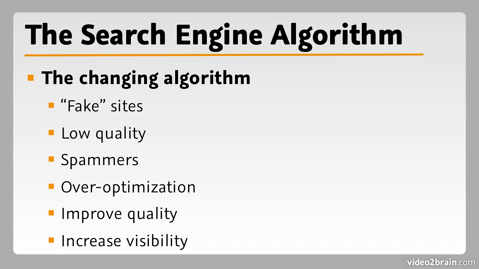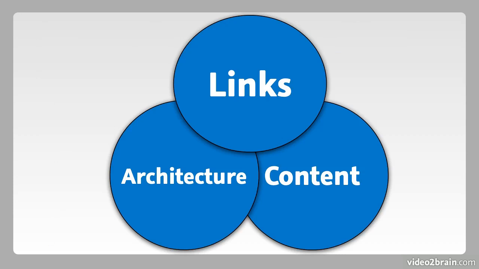One of the major algorithm updates that was done a few years ago is because search engine optimizers were over-optimizing their websites, meaning they were using keywords too many times on the page, and it was obvious that they were doing it just to get rankings and not to present a good image to the searcher. And so what the search engines are ultimately trying to do with the search engine algorithm is improve their quality, increase visibility of quality sites.